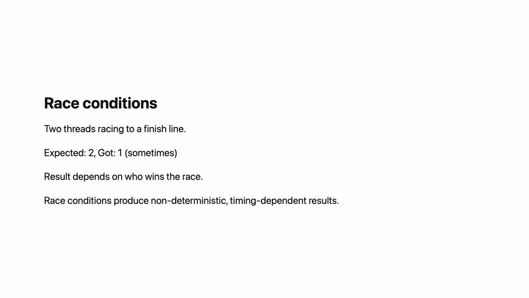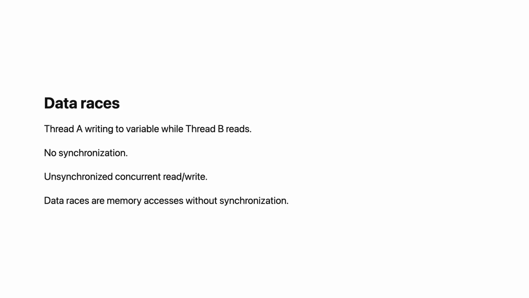A data race is a specific kind of race condition. One thread writes a variable while another thread reads or writes it without synchronization. Data races cause undefined behavior. The reading thread might see partial writes, it might see old values, it might see corrupted data.